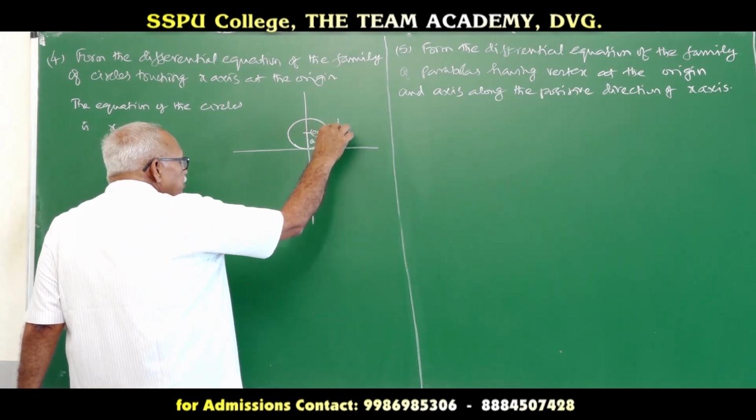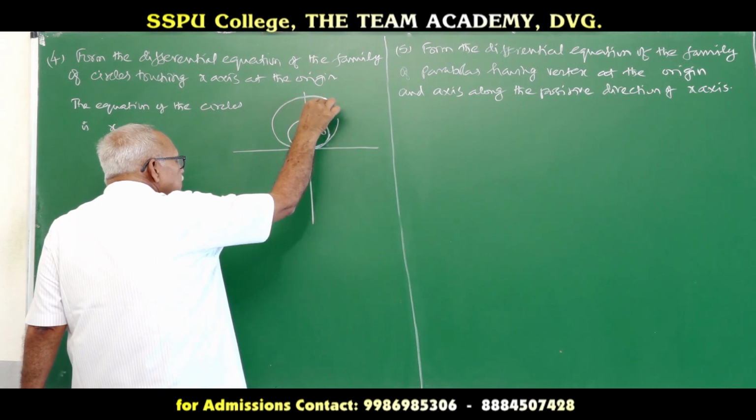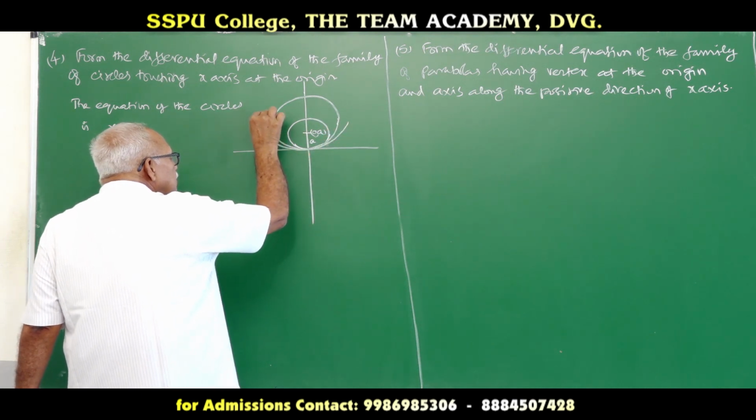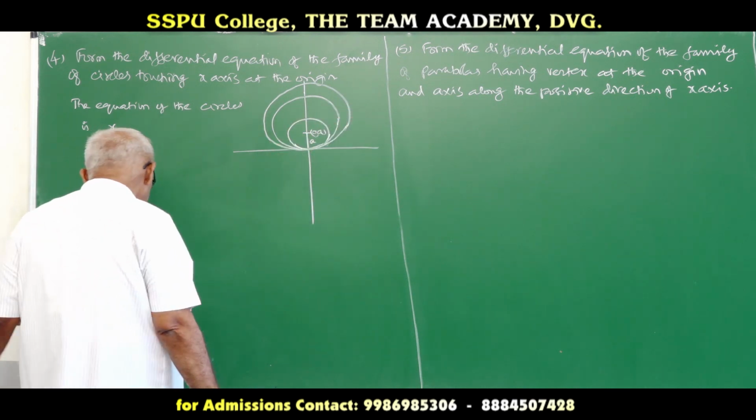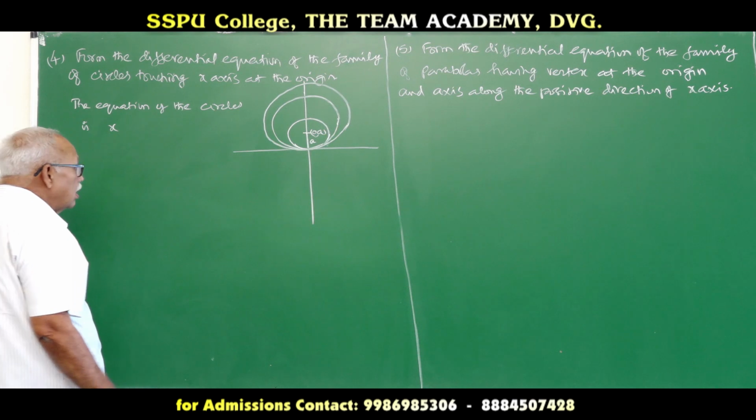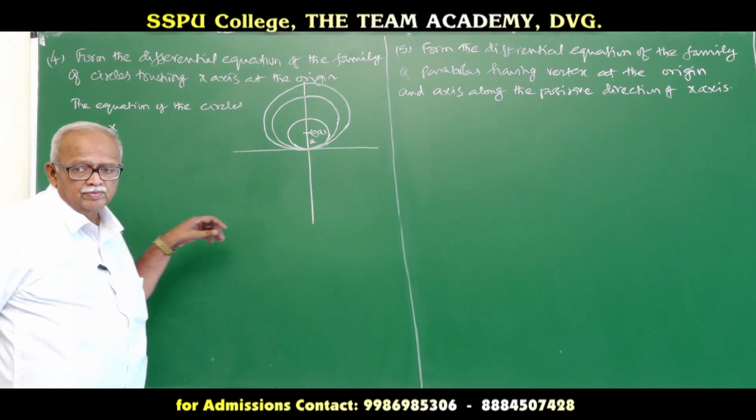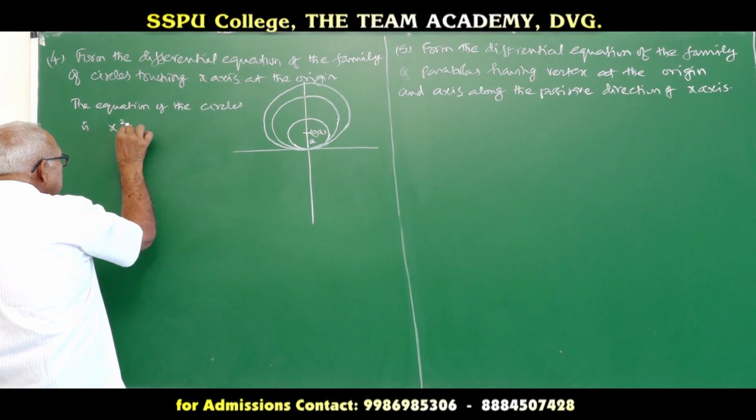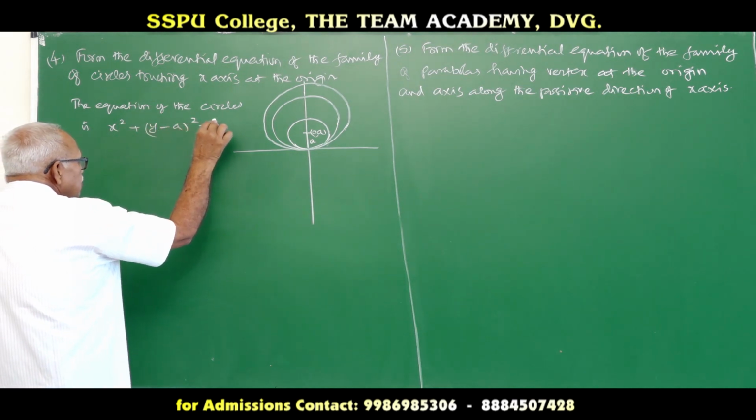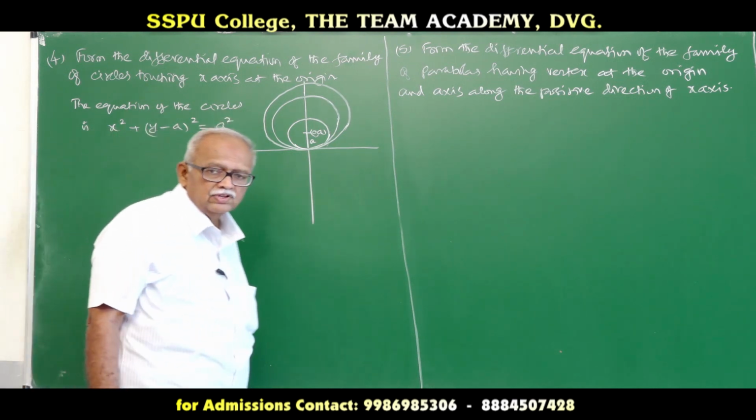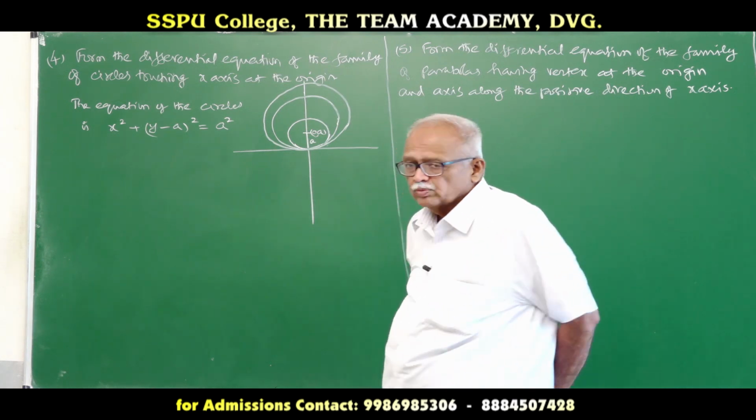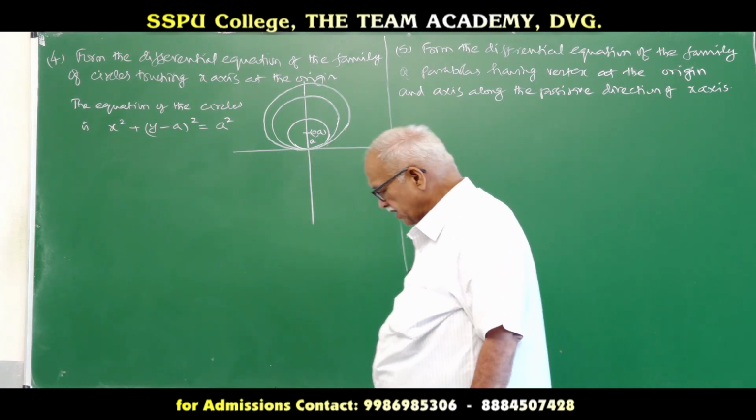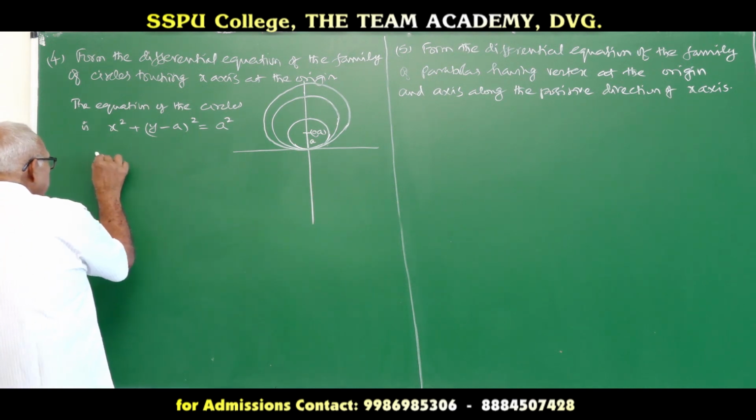See, different circles can be drawn touching the x-axis at the origin. So, we get a family of circles touching the x axis at the origin. All of them will have center 0, a, where a will be different for different circles, and the radius is also a. So, what is this? x square plus y minus a whole square is equal to a square. This is the equation of the circle, x minus h whole square plus y minus k whole square is equal to r square, radius square. Now, we can simplify this equation before differentiating and eliminating a.